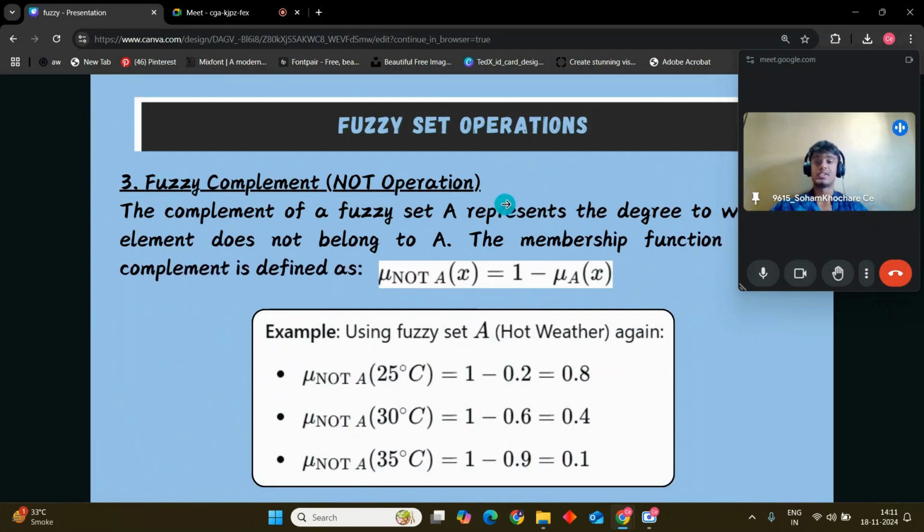The third and last fuzzy set operation is the fuzzy complement, or the NOT operation. The complement operation measures how a term does not fit within the set.